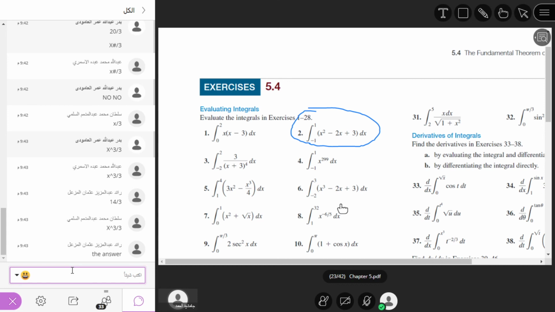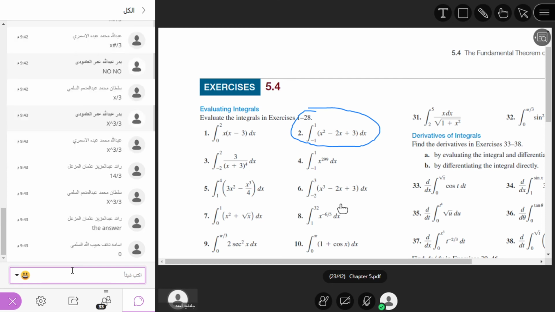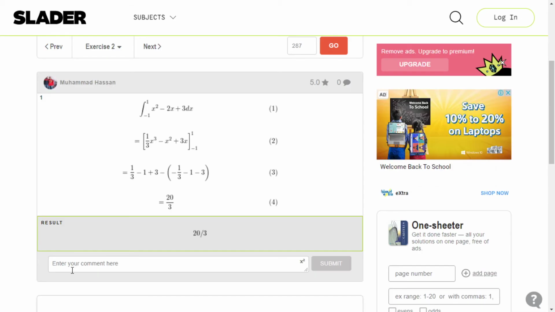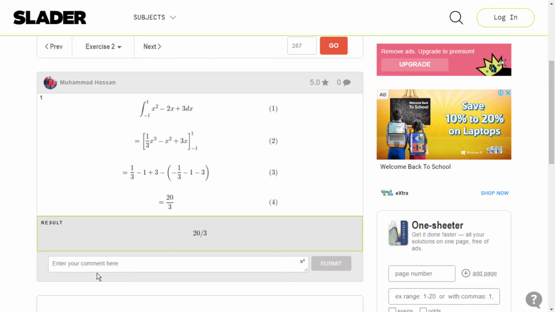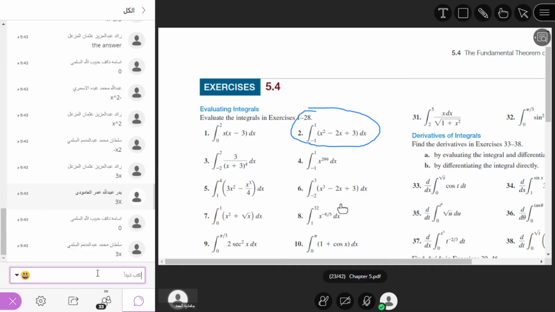Just I'm asking, what is the antiderivative of minus 2x? Not 0. Yes, minus x square. What is the antiderivative of 3? 3x. So whenever we put upper limit 1.